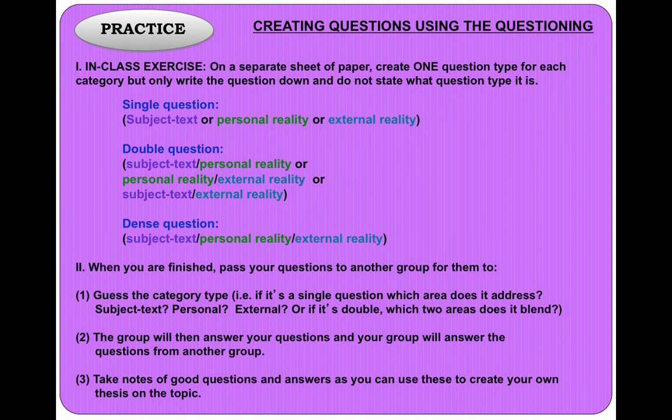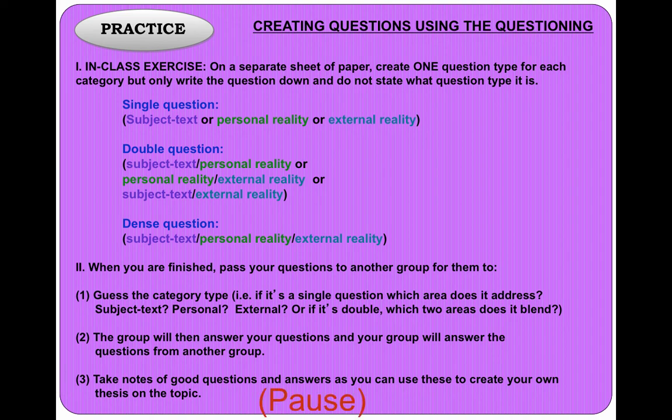When you are finished, pass your questions to another group for them to, 1, guess the category type. For example, if it's a single question, which area does it address: subject text, personal, or external? Or if it's double, which 2 areas does it blend? Number 2, the group will then answer your questions, and your group will answer the questions from another group. 3, take notes of good questions and answers, as you can use these to create your own thesis on the topic.